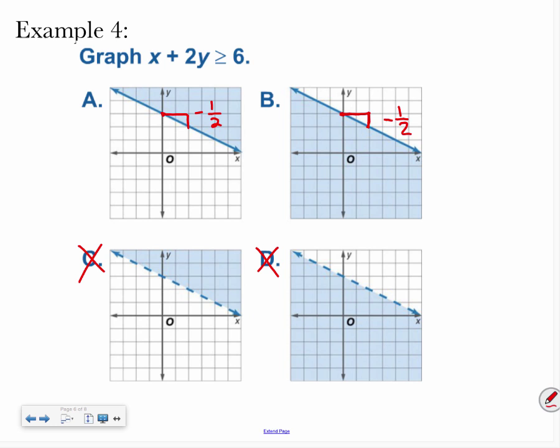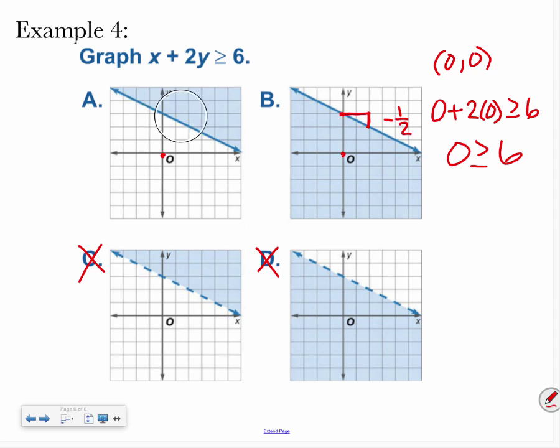So now what we need to do is, what if we test a point? Just like I've been testing, let's test 0, 0. If I plug 0 in for x, I have 0 plus 2 times 0 is greater than or equal to 6. So this becomes 0 is greater than or equal to 6. Is this true? No. So that means 0, 0 is false, so it should not be shaded.